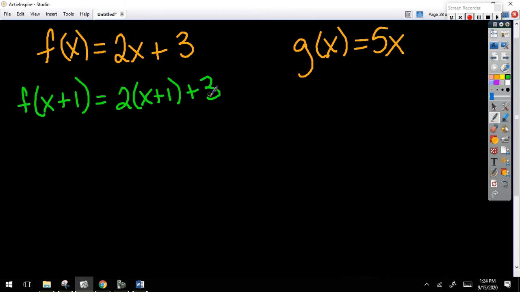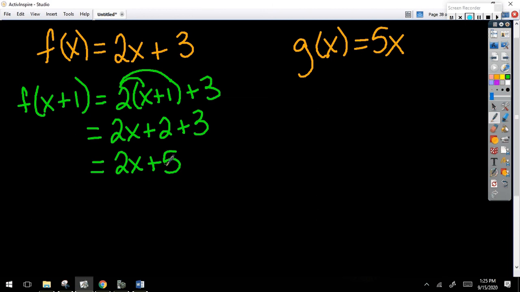Can you simplify that? Sure, you just did it on your quiz. 2 times x, 2x, 2 times 1, plus 2, and plus 3. And you can put the 2 and the 3 together. So it's 2x plus 5.